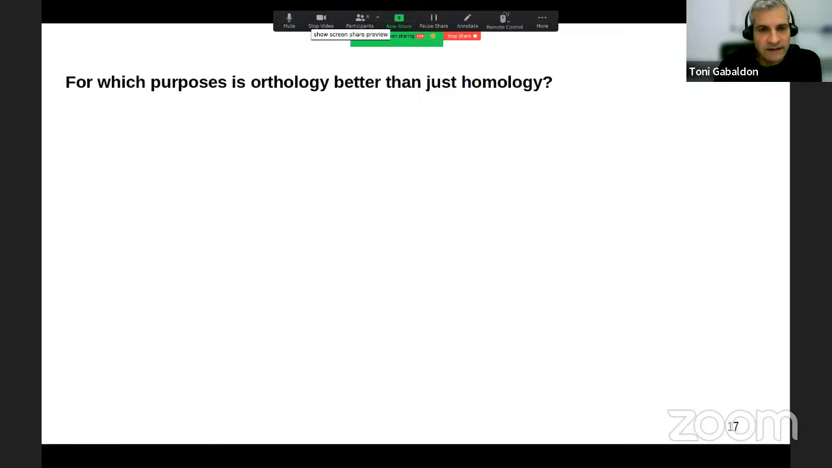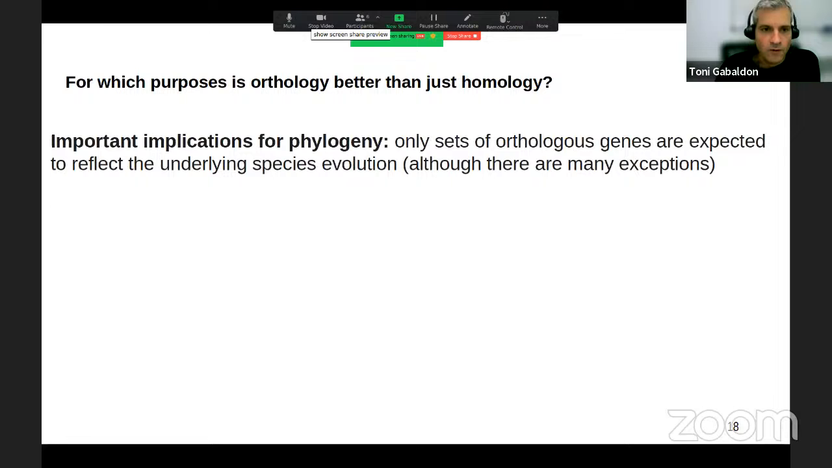But we already have the concept of homology, genes derived from the same ancestor. So why can't we just use this concept, homologous genes, and why do we seek orthologous genes? Why is it sometimes better to have orthologs than just homologs? Well, there are three cases in which it's key to have access to orthology relationships beyond homology relationships. The first one, and one of the most important, is phylogeny.